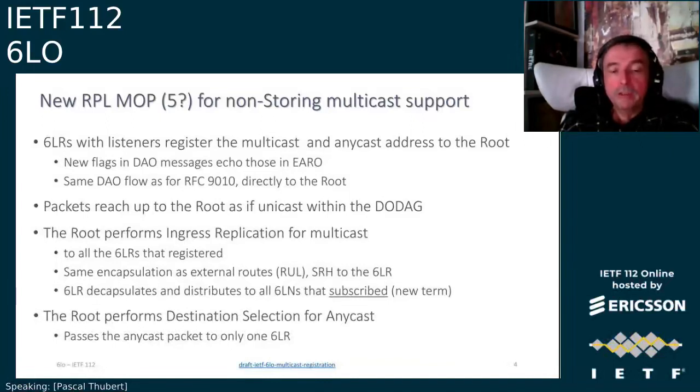So a number of the 6LRs will get a packet over their tunnel and decapsulate and forward to their 6LNs. Each 6LR registers only once. I mean, it just injects one in RPL, meaning that the root will have to distribute one packet per 6LR, and it's the 6LR role to distribute multiple copies to the 6LNs.